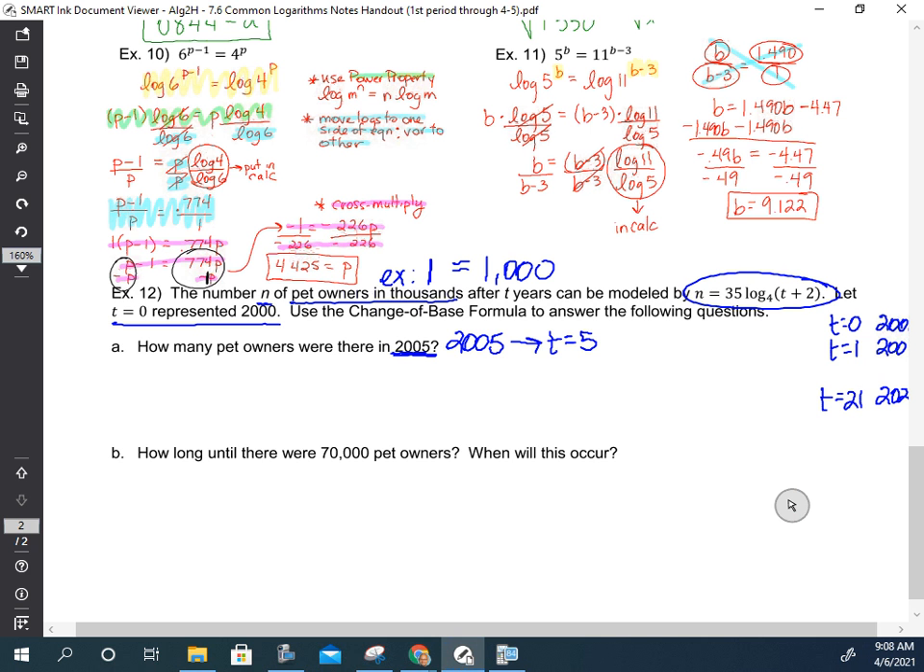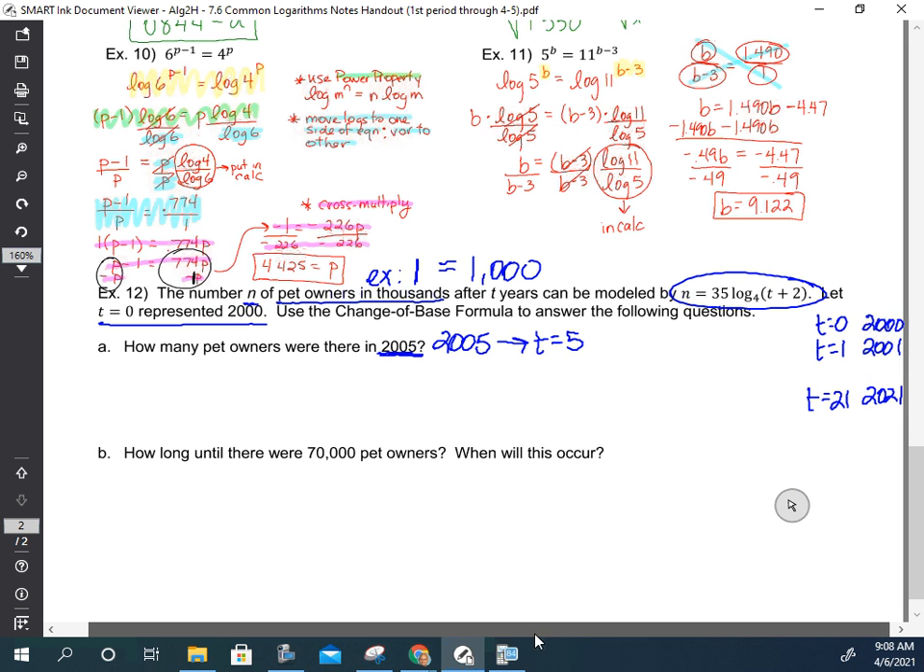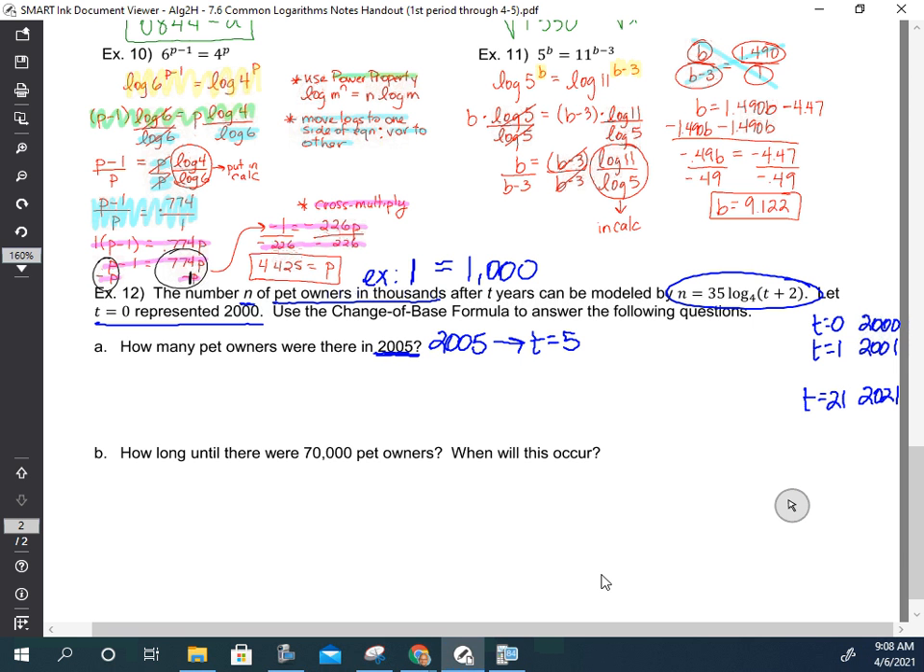All right, so let's work out part A. So t is equal to 2005, so t is equal to 5. And n equals 35 log base 4 of 5 plus 2.